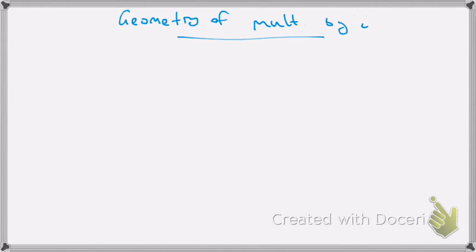Hey girls, so on Monday we're going to do a few more things with the Argand diagram. The first thing we're going to think about is what happens when you multiply by i geometrically.